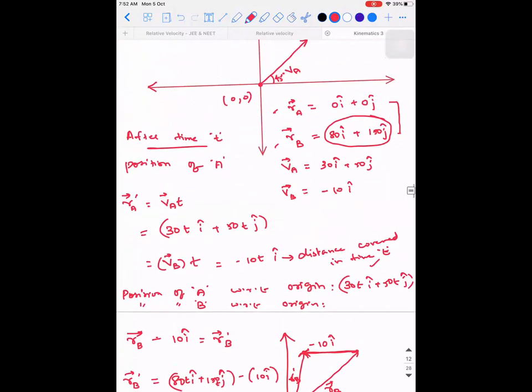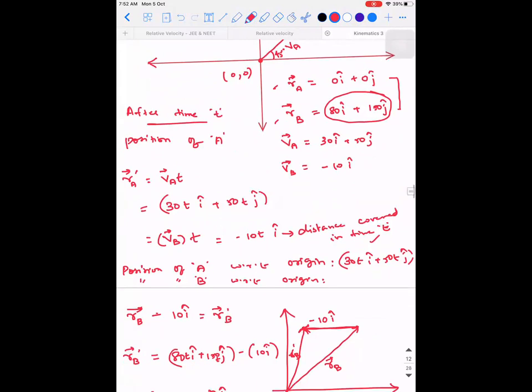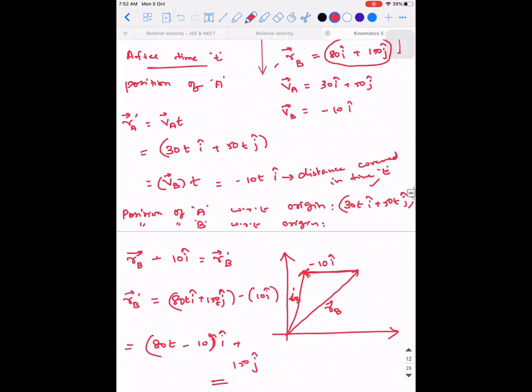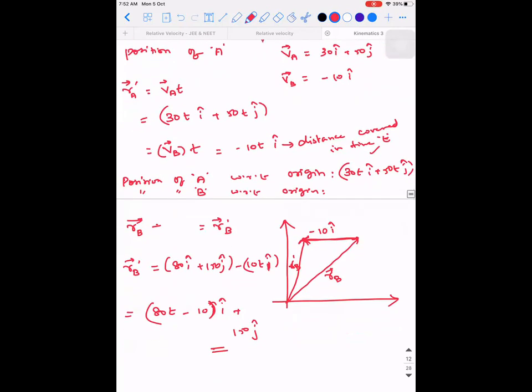Is it clear? I'm repeating because it is taking so many steps, so concentrate again. So RB dash is 80 I cap plus 150 J cap minus 10T I cap. I hope it is clear. So it is 80 minus 10T I cap plus 150 J cap.